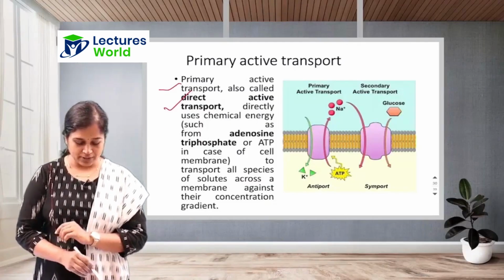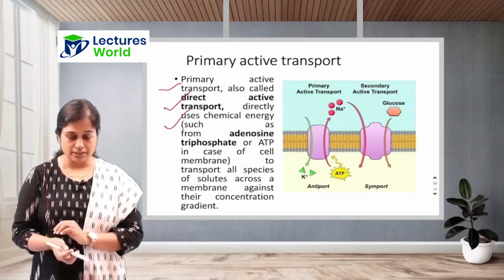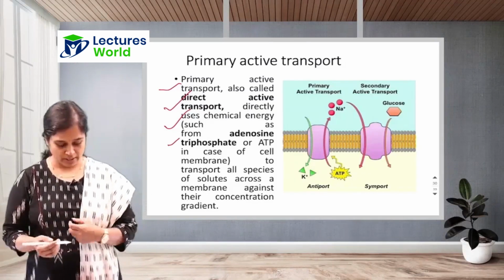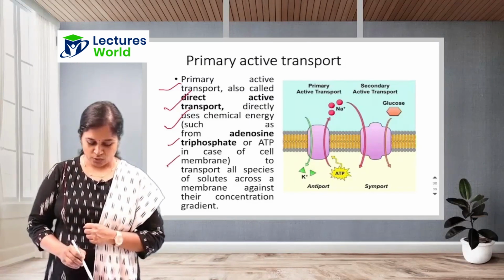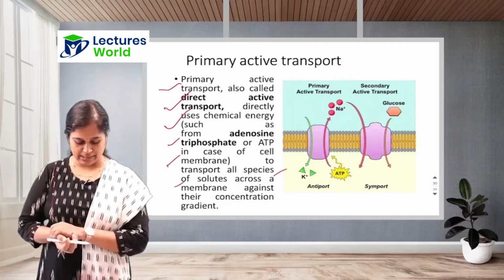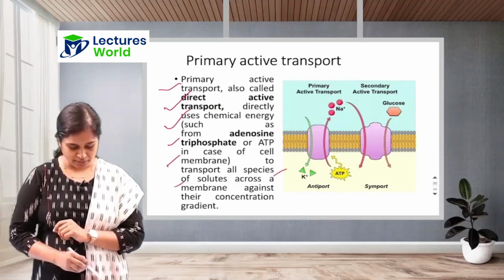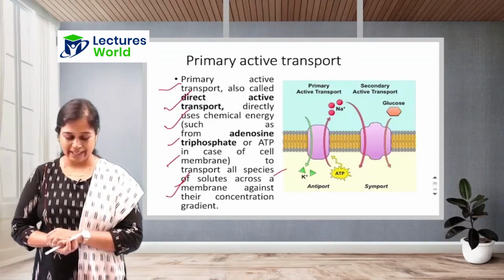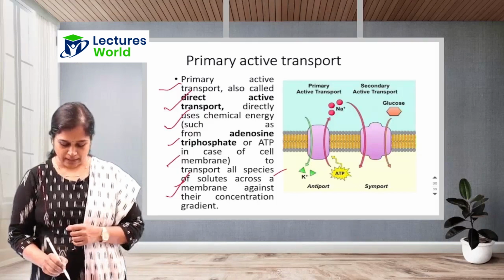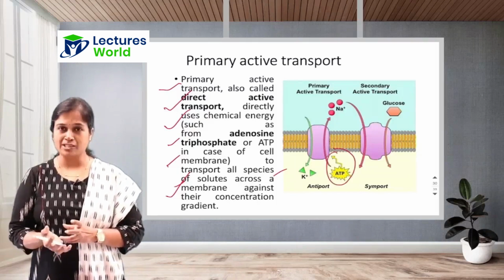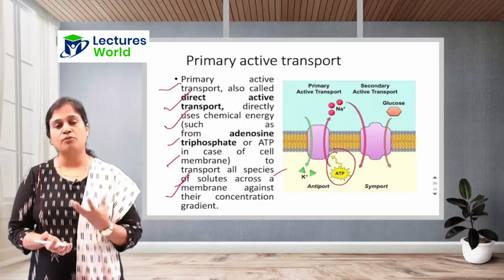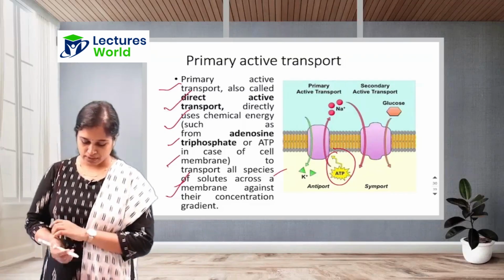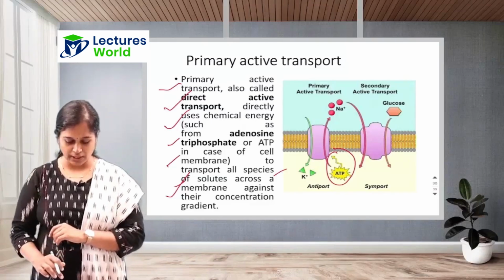So it directly uses chemical energy. It uses chemical energy such as adenosine triphosphate or ATP in the case of the cell membrane to transport all species of solutes across the membrane against the concentration gradient. So simply, what does the primary active transport do? It uses ATP to transport the molecules from lower concentration to higher concentration. Okay, so you can see in the image, it is using the ATP.